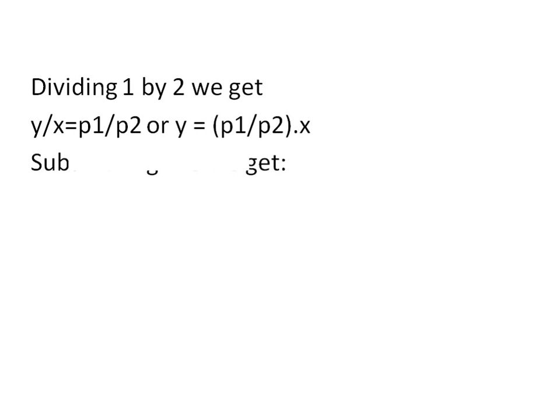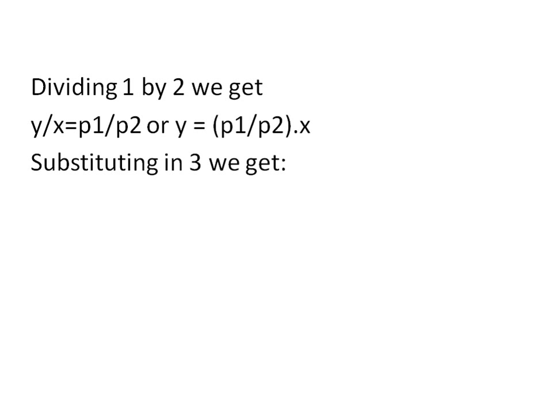Now, if you divide equation 1 by 2, what you're going to get is y by x equals p1 by p2. You've just divided equation 1 by equation 2 and you get this. But y could even be written as p1 by p2 into x. I've just simplified this.